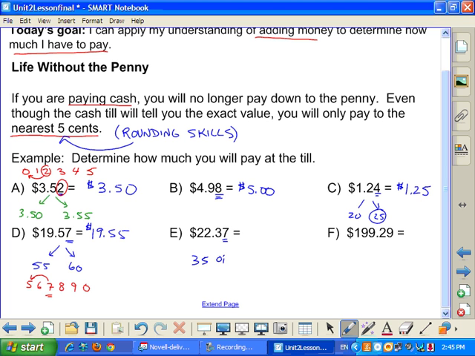Closer to 35 or 40. And here you would be closer to 22.35. Okay, and the last one, that 9, 25 or 30 is your options. What are you closer to? $199.30. All right, so there we are. That's what it looks like when we are rounding to the nearest nickel or the nearest 5 cents.